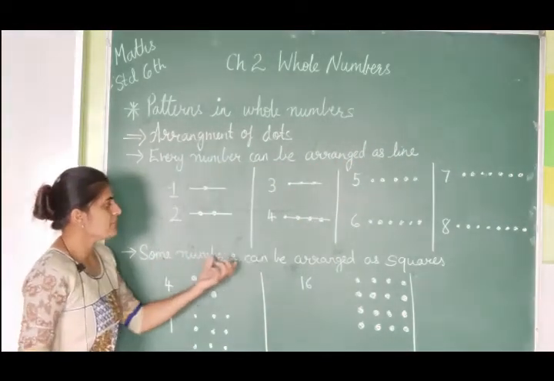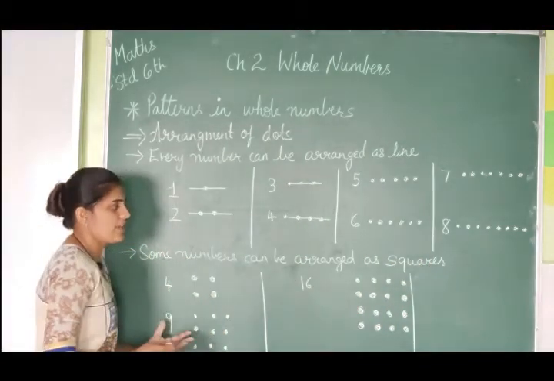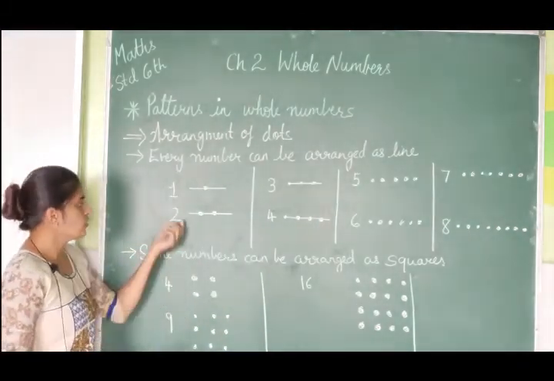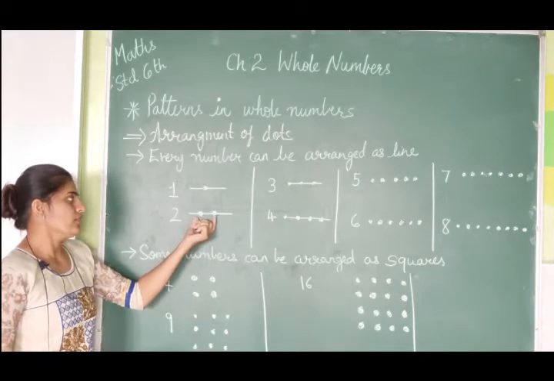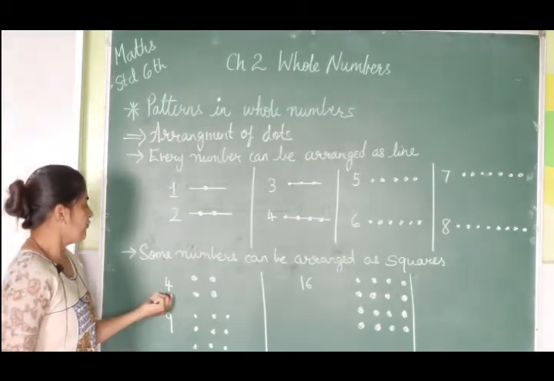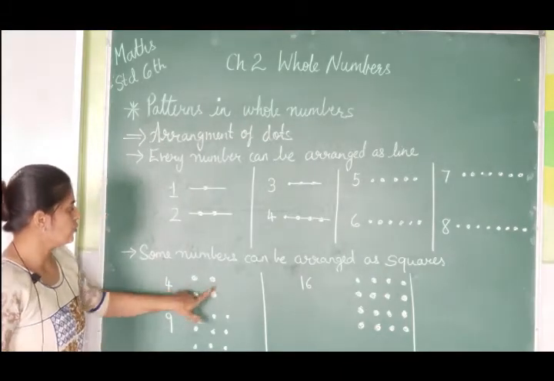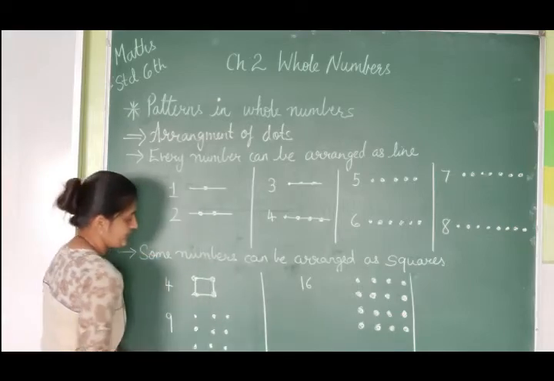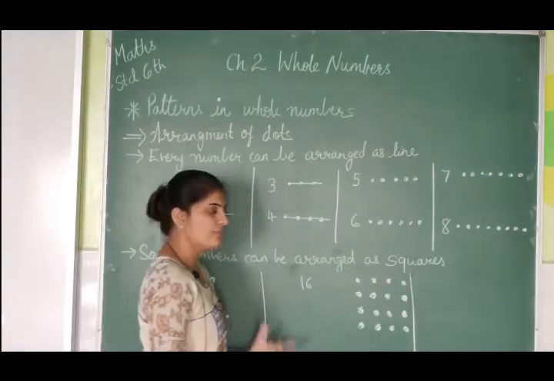Now second, some numbers can be arranged as squares. Only some numbers can be arranged as a square, but for a line every number can be arranged. With 2 we can't make any square, only a line. Now we will start directly from 4. For 4 we can arrange the dots in this pattern, 1, 2, 3, 4, and here you can see we can draw a square out of it. So the first number where a square can be formed out of dots is 4.